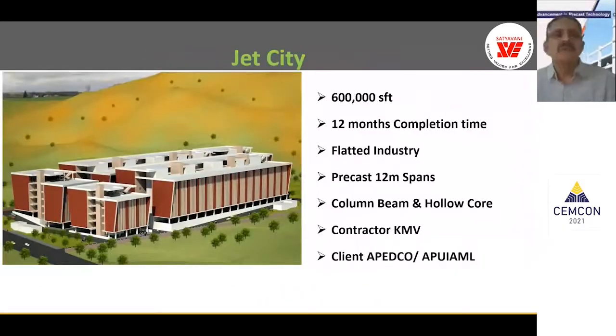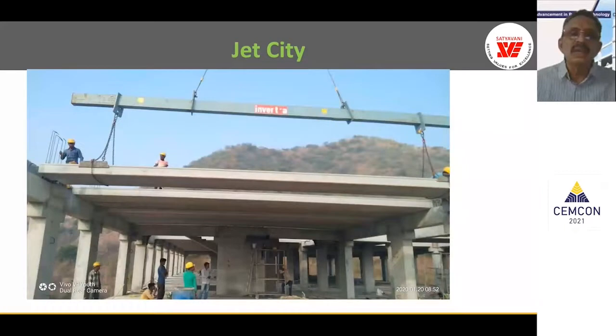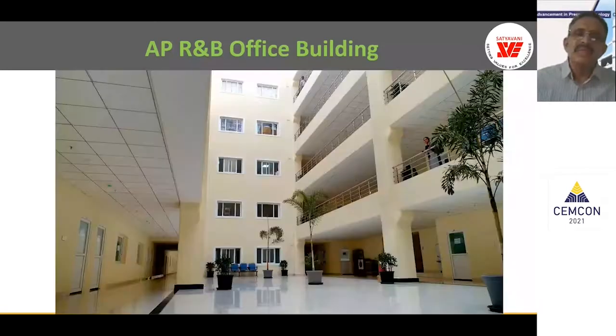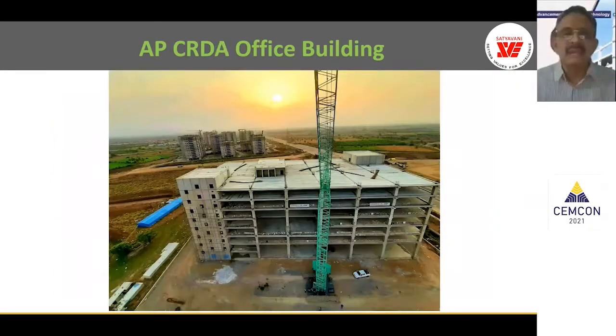And another project of commercial industrial flatted industry that we have done, with 12 meter spans, a 5-storied industrial floor, which we have done and completed. And this is a photograph during construction. And another office building that we have done in Vijayawada, 2 lakh square feet, again completed in 6 months' time. And this is the photograph inside. You can see the quality of it. And the entire feeling will change with the quality of the finish that we get with the precast.